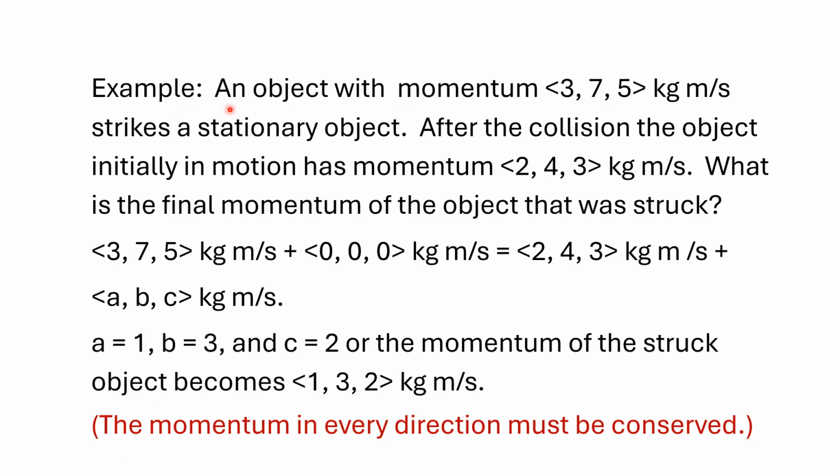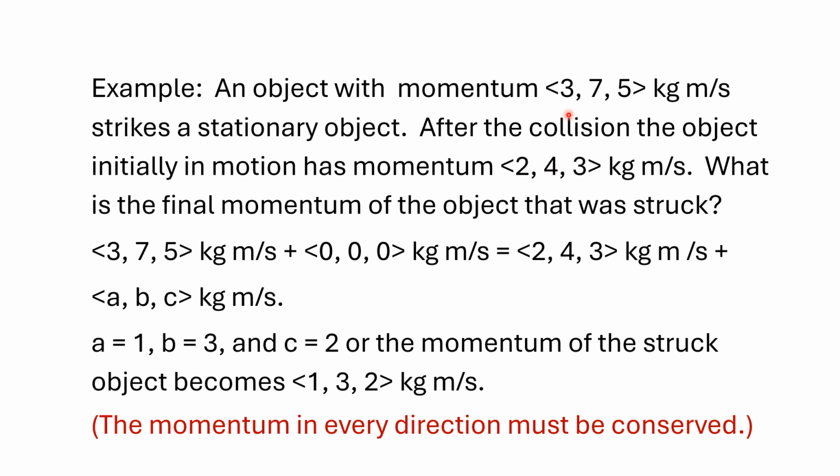Let's look at an example. An object with momentum 3, 7, 5 kilogram meters per second strikes a stationary object. After the collision, the object initially in motion has momentum 2, 4, 3 kilogram meters per second. What is the final momentum of the object that was struck?